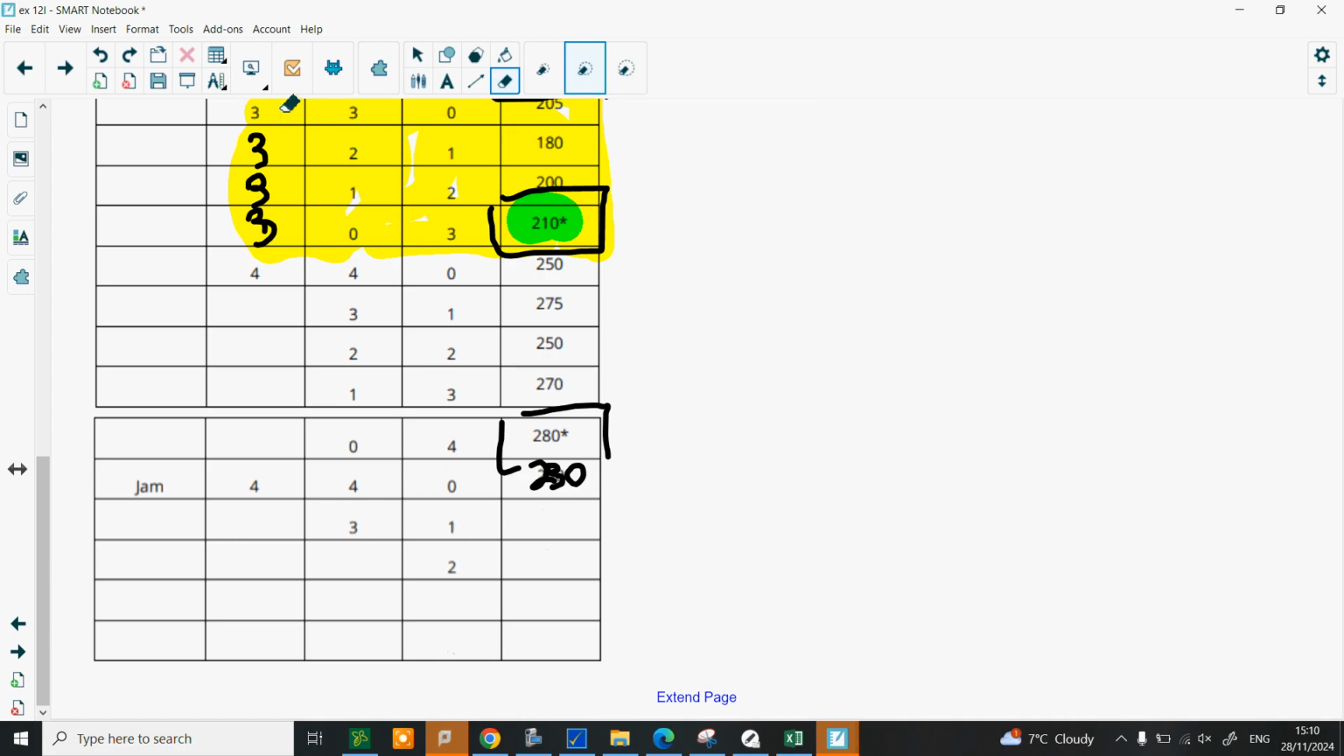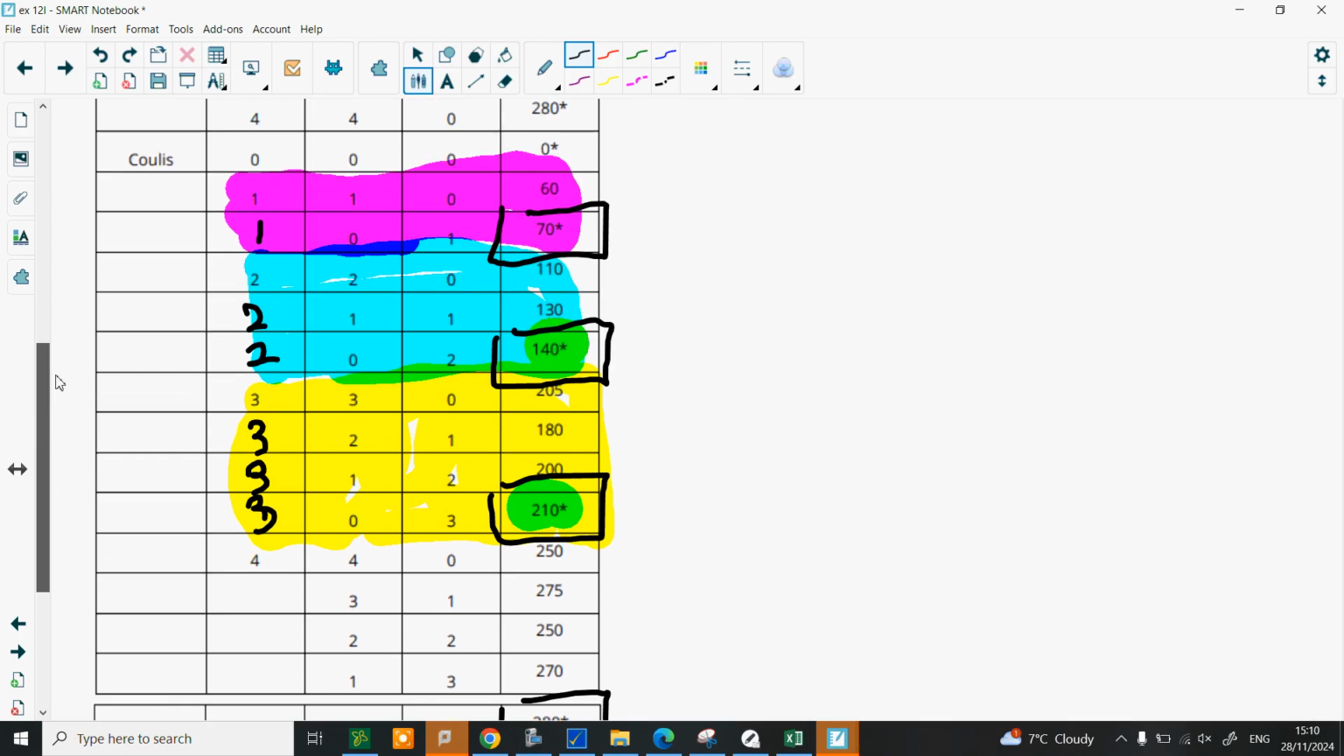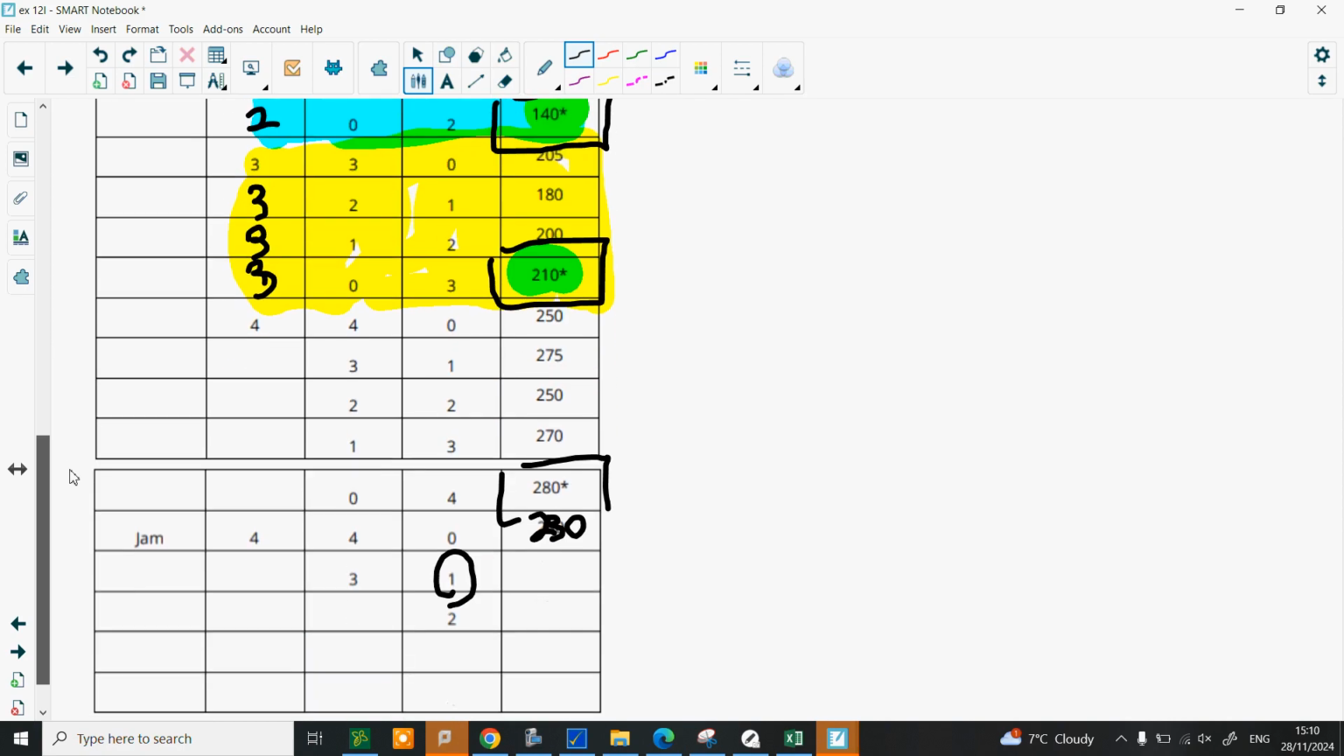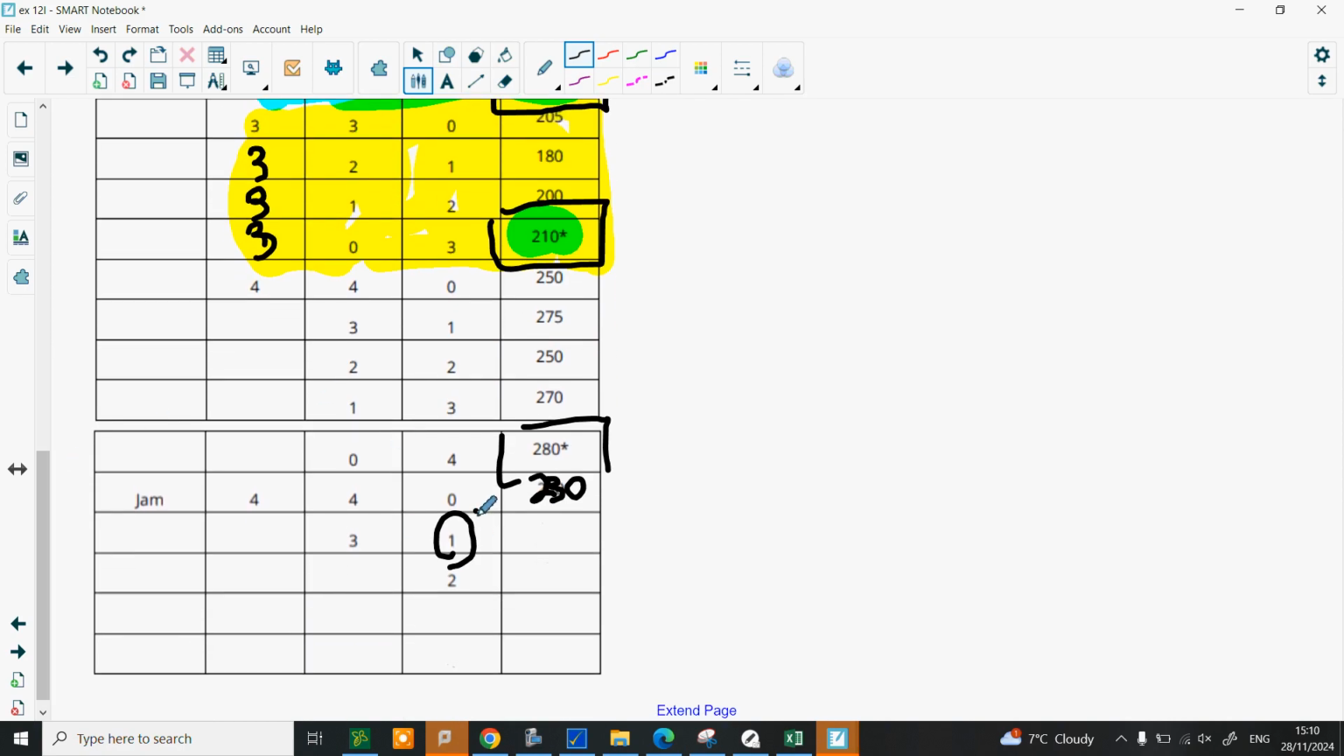Now, next one. 3 jam, 1 of a different type. Now, do you know the 1 of the different type? It's the most expensive number 1 we can find. What's the most expensive number 1? Which is what? 70. And how much is 3 jams? 200. What do we think? 270.